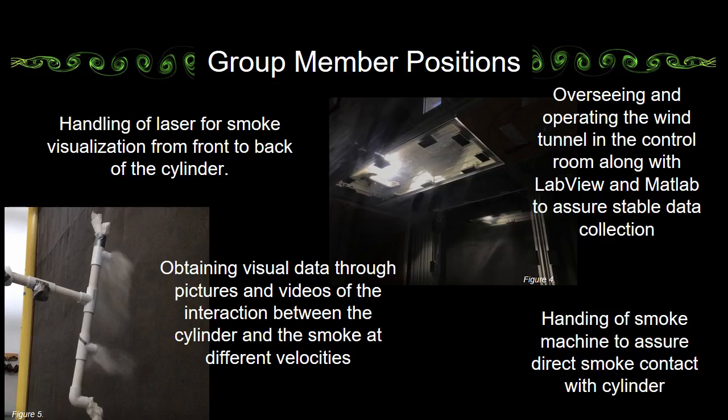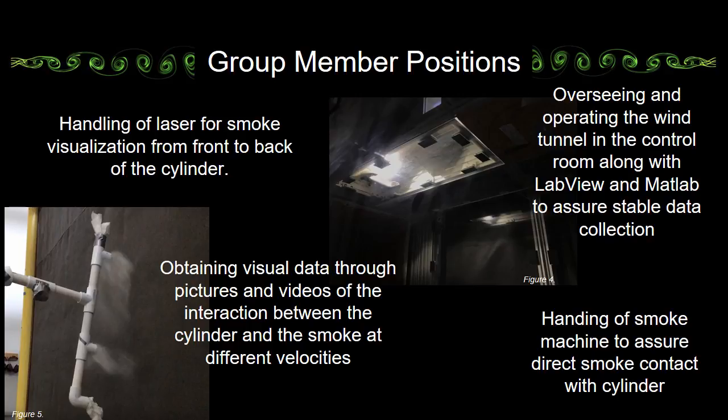Group member positions. For the Cylinder of Doom lab, the first steps taken in an effort to determine pressure and drag coefficients of the circular cylinder included very fundamental preparation procedures, starting with the documentation of lab conditions and assigning of vital tasks for each group member.